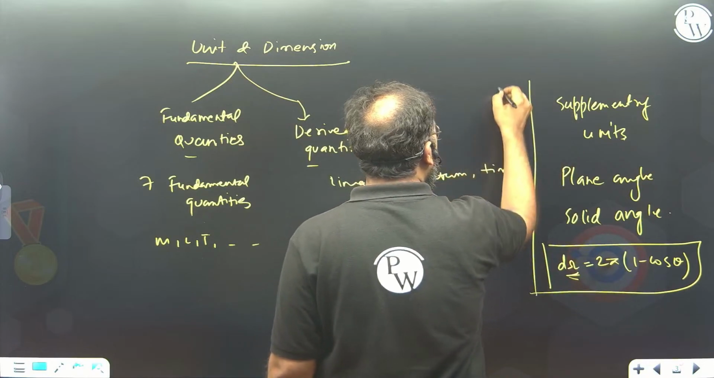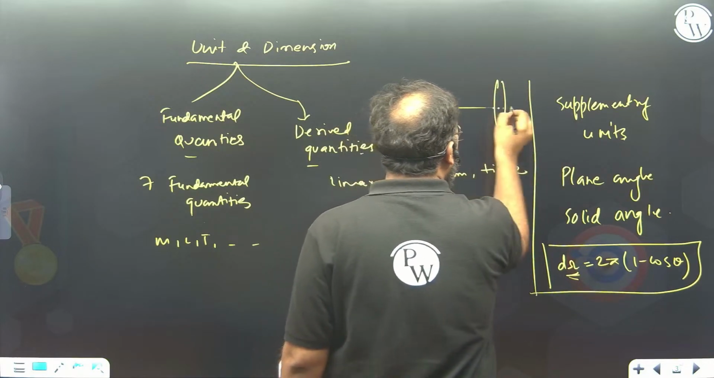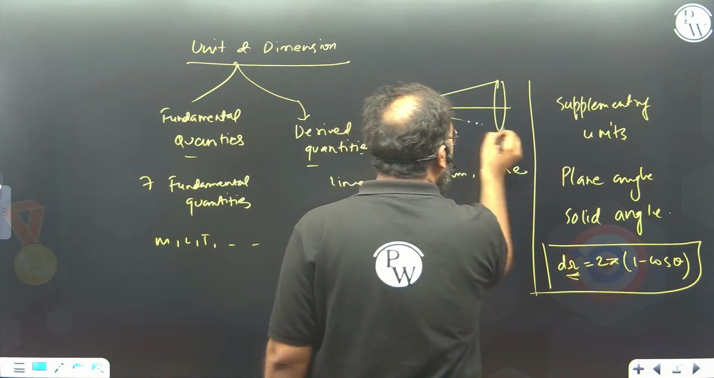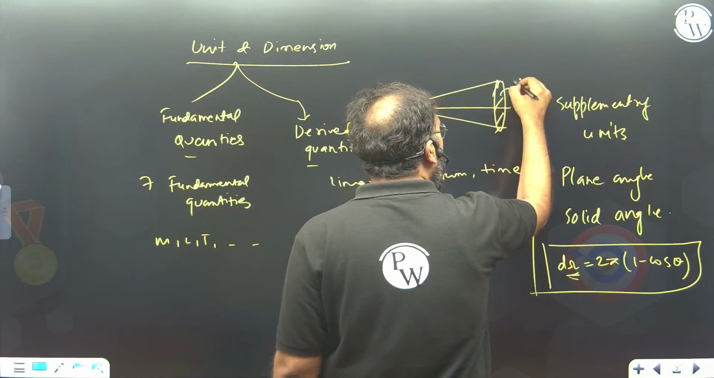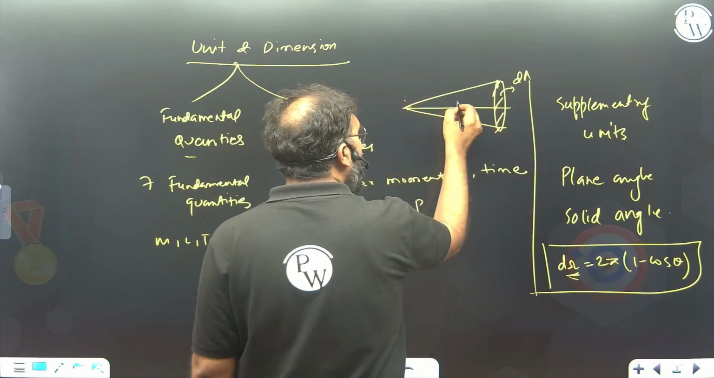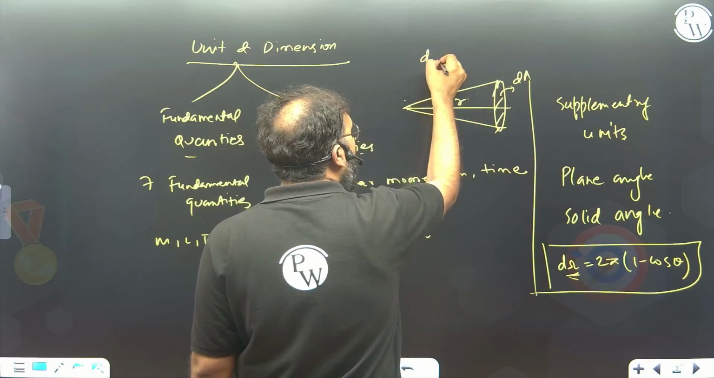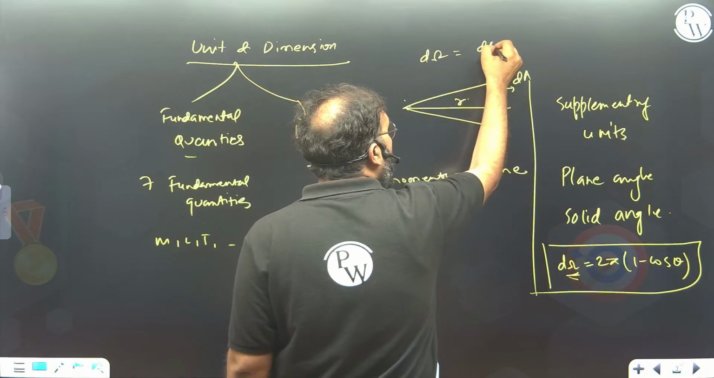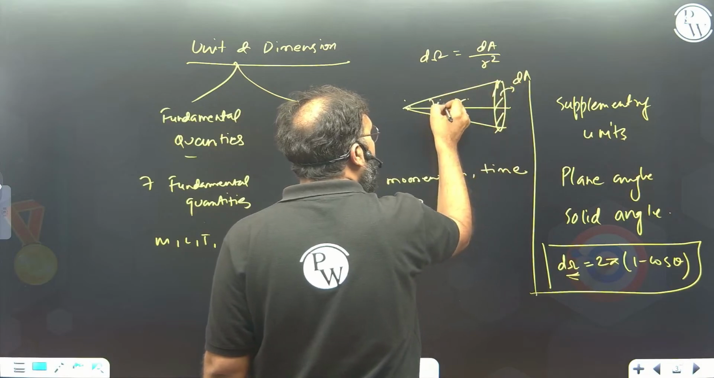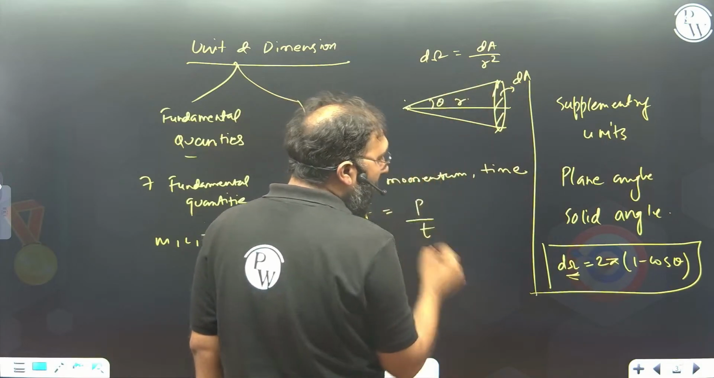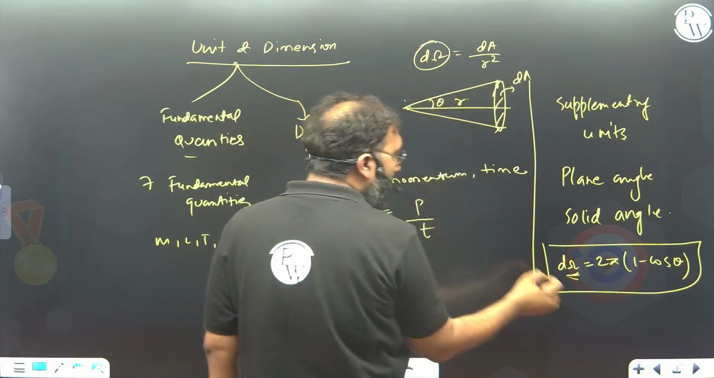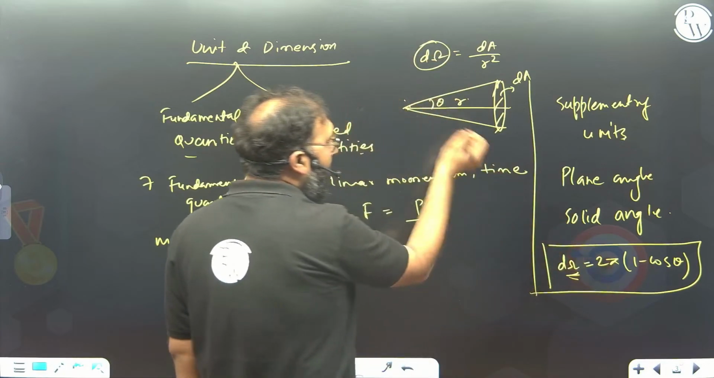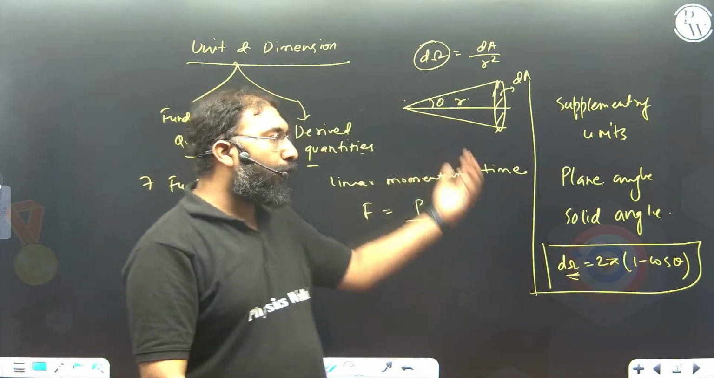Like this way, this way. And let's say this area is dA. This area is dA and this distance is r. So the solid angle here will be written as dA upon r square. And if this angle is theta, the relation between the solid angle d omega is 2 pi into 1 minus cos theta. So it's a very useful concept.